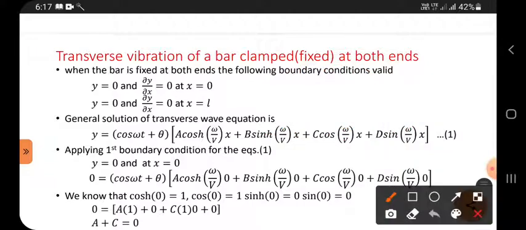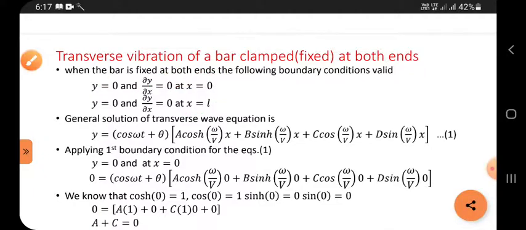When the bar is fixed at both ends, the following boundary conditions are valid. Since both ends are fixed, the displacement is 0, and the derivative, the slope, is also 0. They cannot bend, so that is why the slope is 0 at the first end, and likewise at the second end.